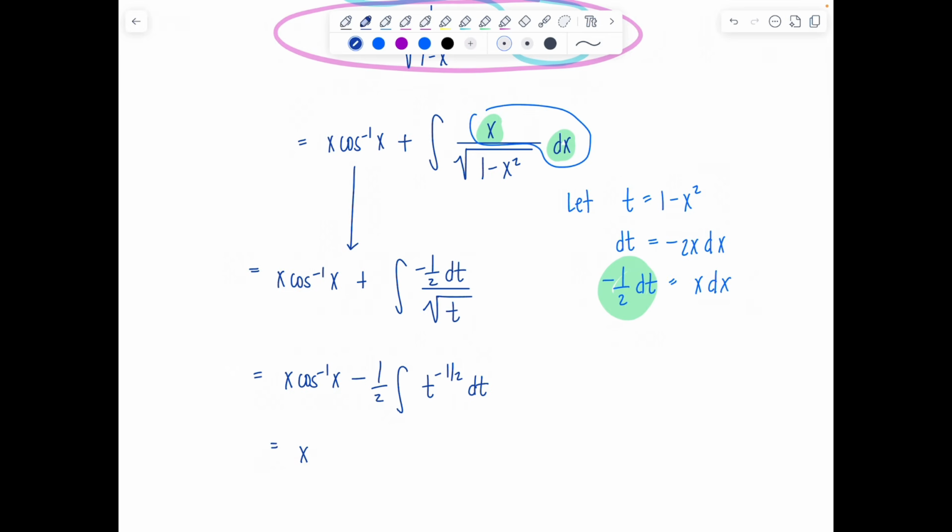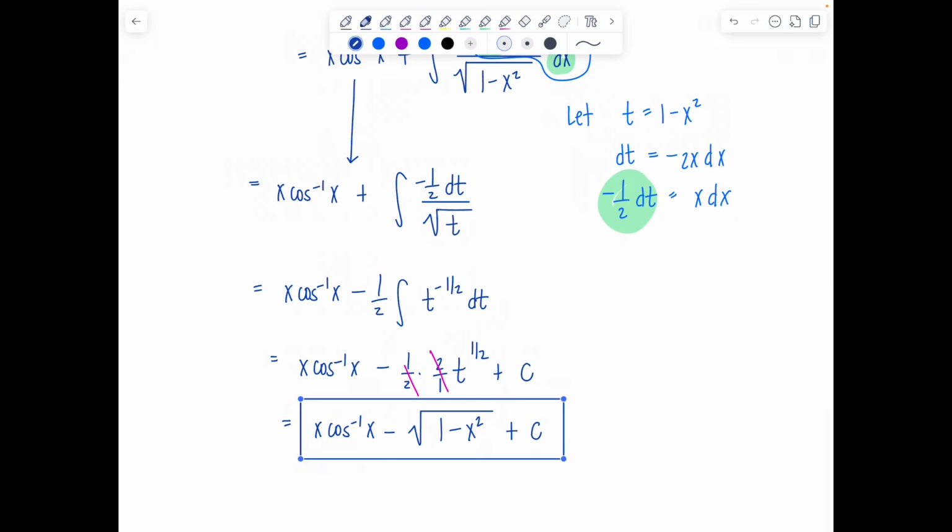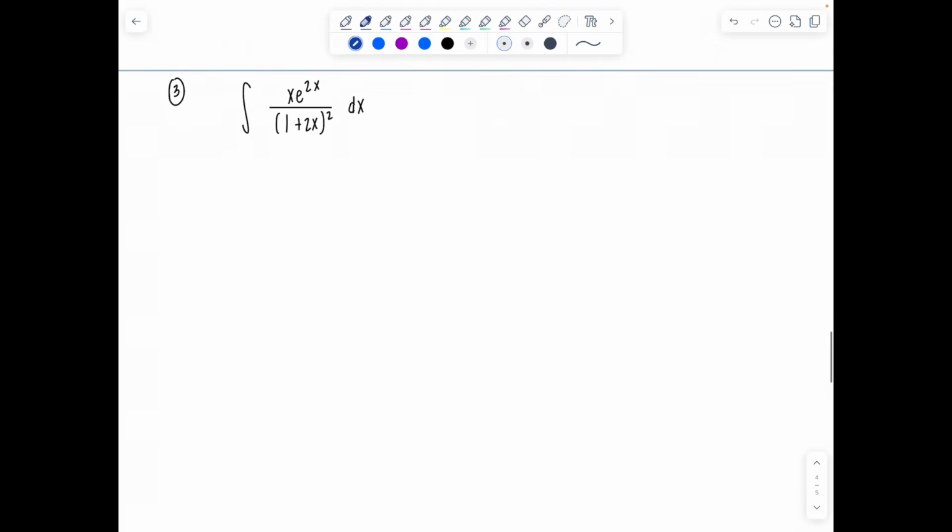And then from there, we're ready to roll. So x cosine inverse of x minus 1/2. Add 1 to the exponent, so you'll have t to the positive 1/2. Divide by the new exponent, so multiply by the reciprocal, plus c. Oh, so cute. The 1/2 and the 2 will cancel. What a dream come true. So then this is x cosine inverse of x minus the square root. t to the 1/2 is the square root of, what was t? 1 minus x squared, plus c. Beautiful. So yes, sometimes you have to use more than one integration technique in a problem to bring it on home. Okay. Last one. Nice and interesting little problem.